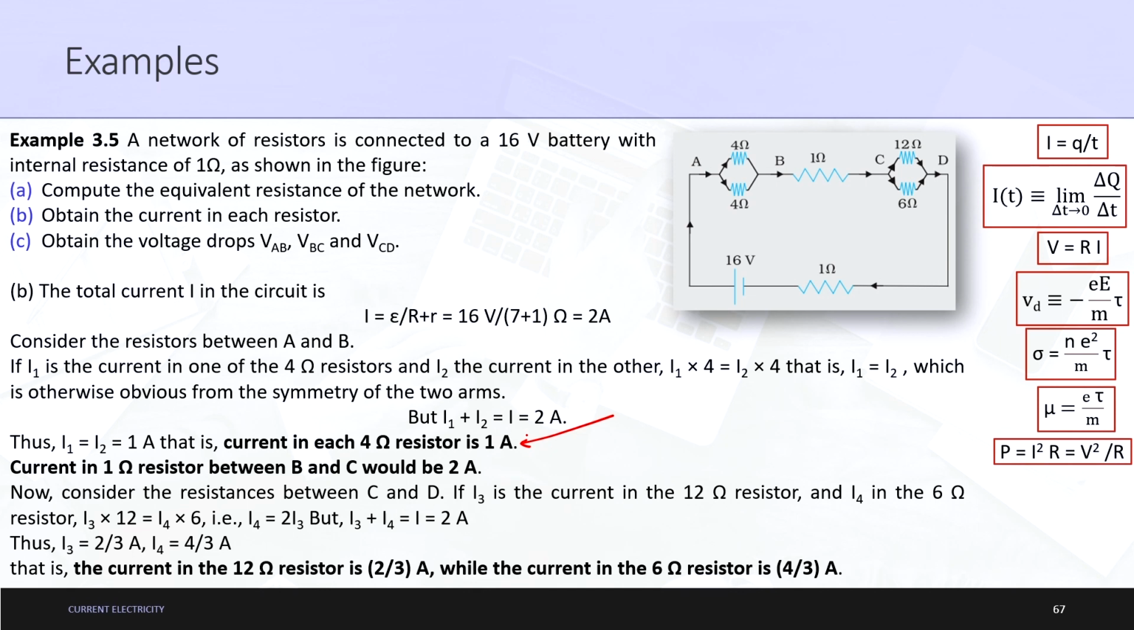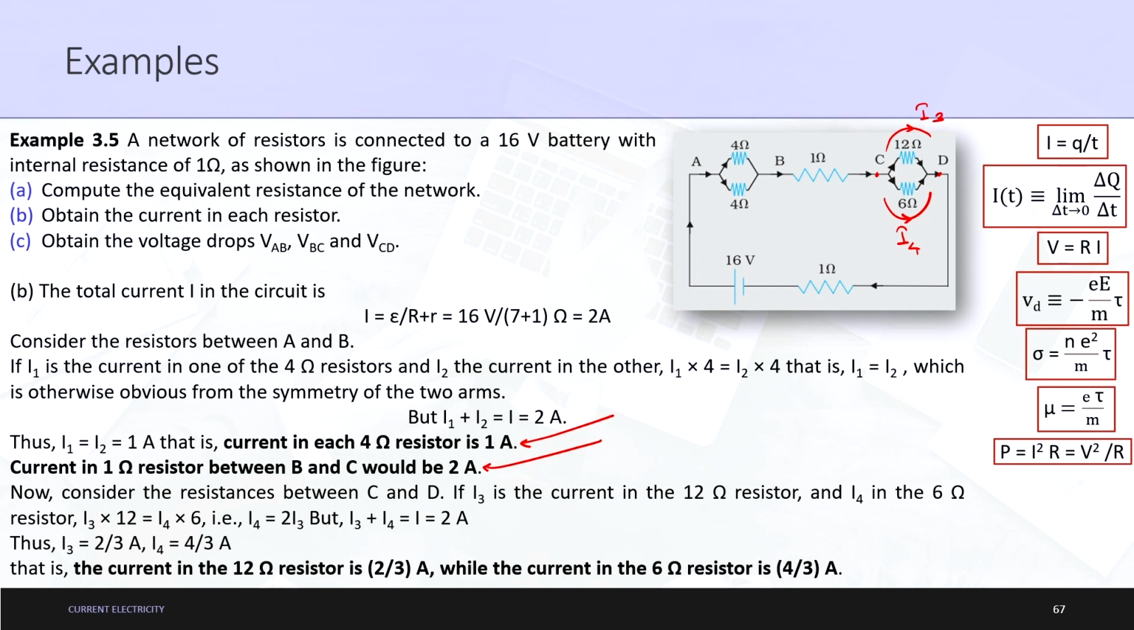Now the current in the 1 ohm resistor between B and C will be 2 amperes, so this also has been explained. Similarly, now consider the resistance between C and D. If I3 is the current in the 12 ohm resistor and I4 is the current in the 6 ohm resistor, then I3 into 12 is equal to I4 into 6, as the potential difference across these two portions will be the same. Therefore, with I3 plus I4 equal to 2 amperes, I3 is 2 by 3 amperes and I4 is 4 by 3 amperes.